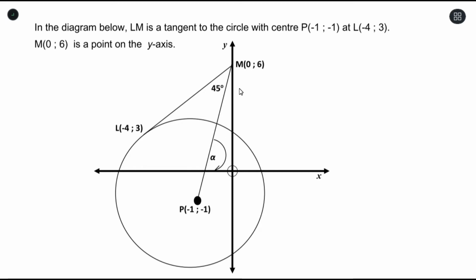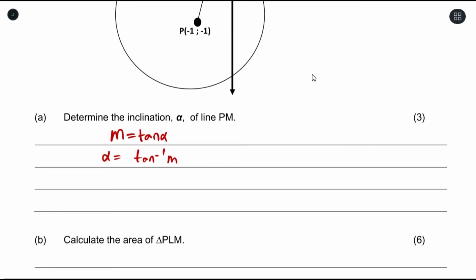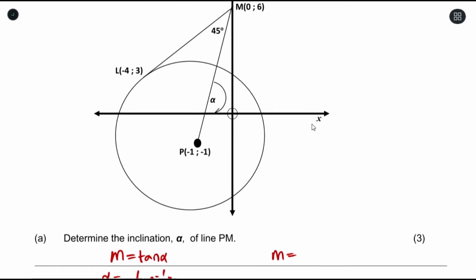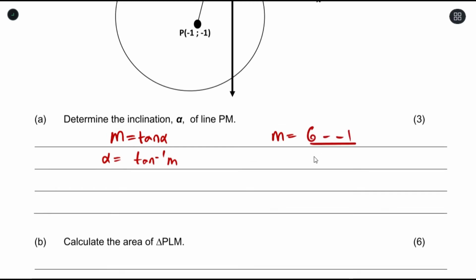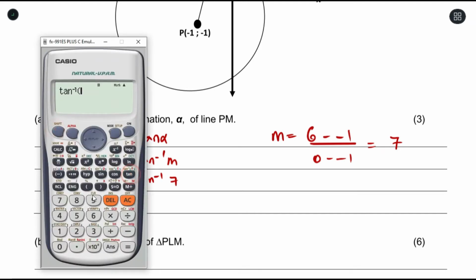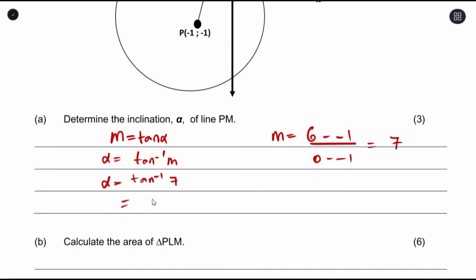The coordinate of M is (0, 6). The coordinate of P is (-1, -1). So calculating your gradient, you're going to get... So the gradient is 7. Now to get your angle, I just need to put in 7 into tan to the power of -1. Let's take out our calculator. So that's 81,87 degrees, okay? 81,87 degrees will be your answer for the angle of inclination alpha.